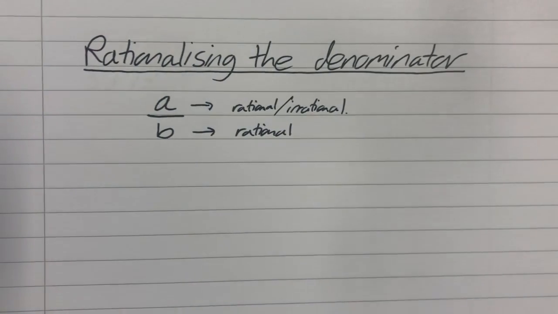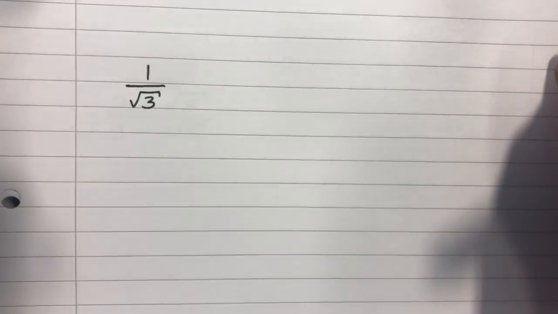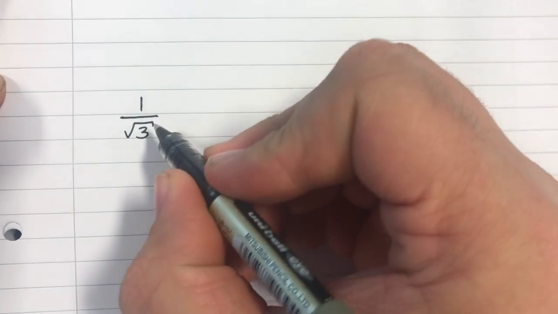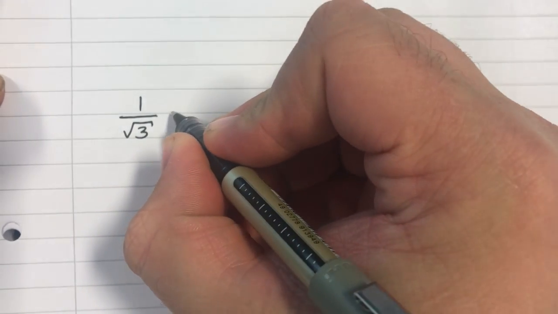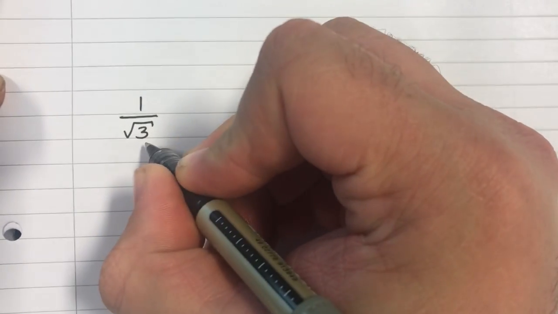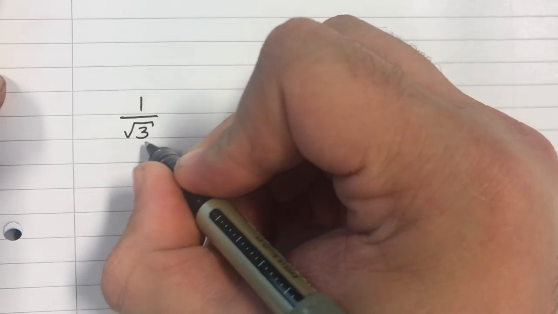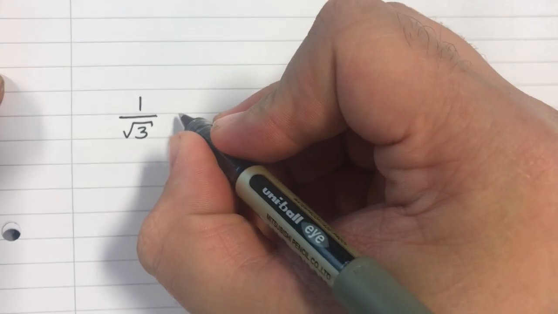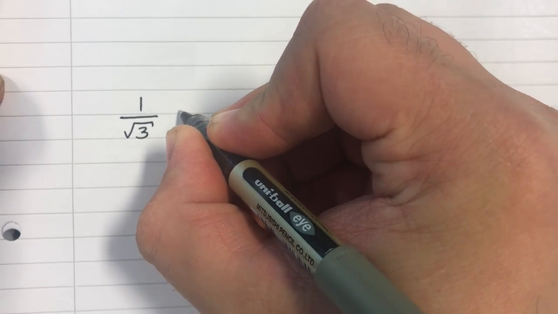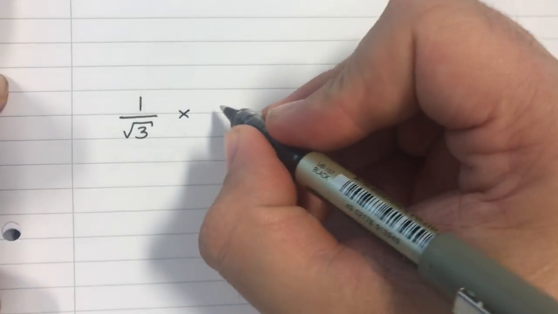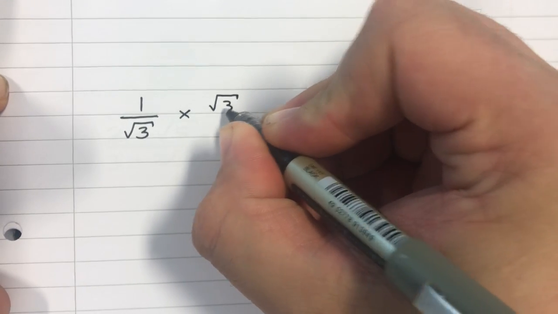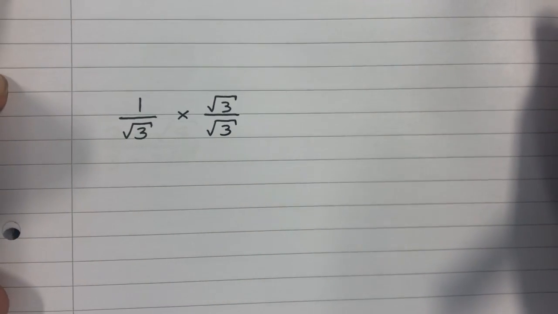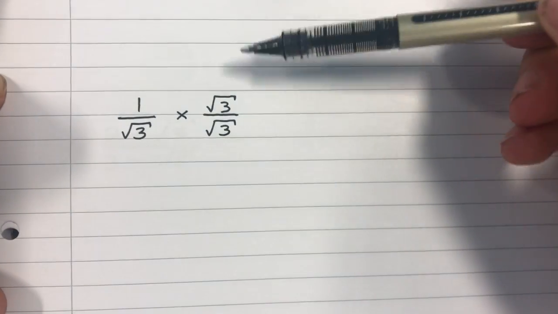So for example, let's have a look at something like 1 over the square root of 3. This currently has an irrational denominator, so what we're going to need to do is somehow change this fraction so that the fraction itself doesn't change value, but the denominator becomes a rational number. The trick we do here is we multiply this fraction by the number 1, but I'm going to write the number 1 in a very special way, as the square root of 3 divided by the square root of 3.